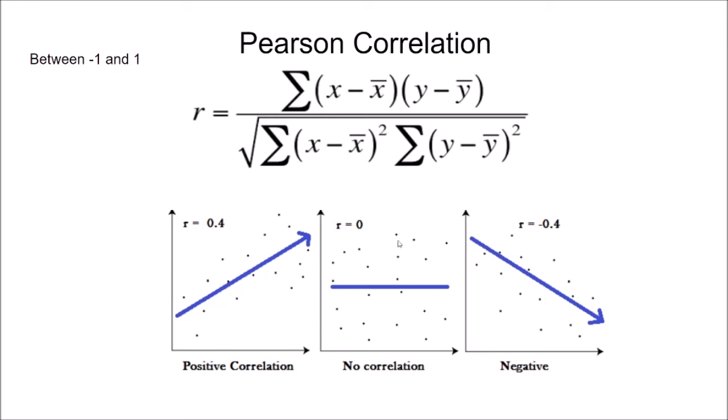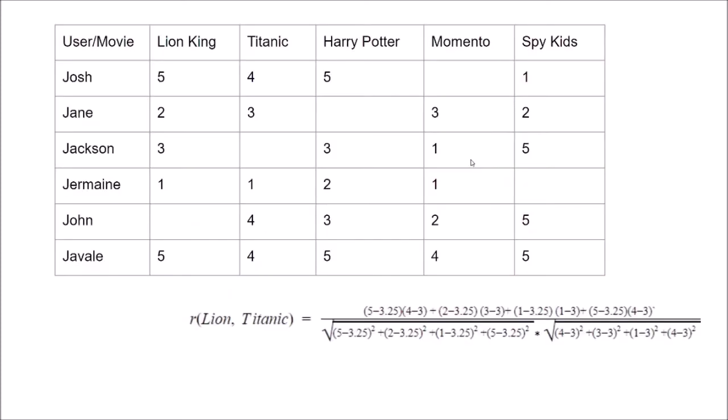The way we calculate this is between two users or items. We take the rating of x and subtract the mean of x, and multiply that by the corresponding rating y minus the mean of y. Finally, we divide this by the square root of the summation of x minus x mean, squared, times the summation of y minus the mean of y, squared.